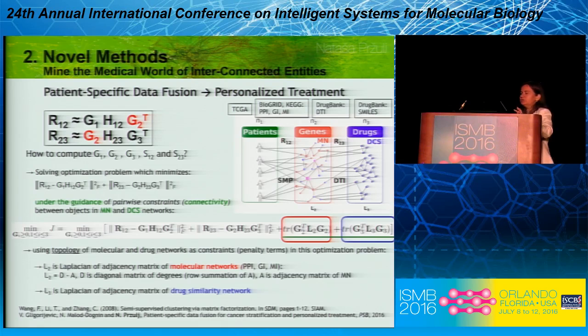And now, how do we do this? How do we approximate these R1-2 and R2-3? Well, we are solving another NP-hard continuous optimization problem, which minimizes the distance between R1-2 and the product of these matrices, and R2-3 and the product of these matrices. So we're finding the minimum, but this is under the guidance of these constraints that come from the layers of molecular networks and from drug chemical similarity networks. So basically these Laplacians here mean that the physical connectivity will guide your minimization procedure towards a minimum.